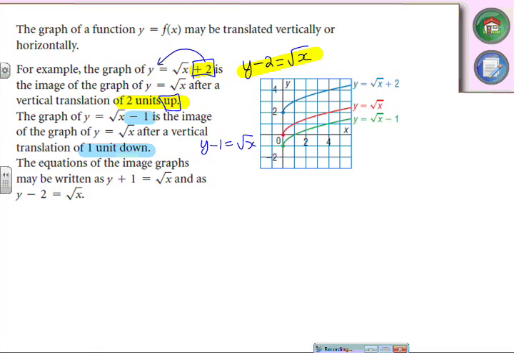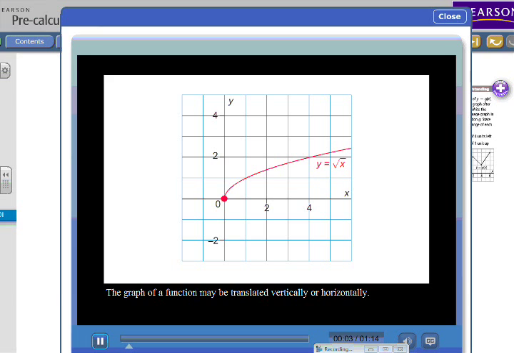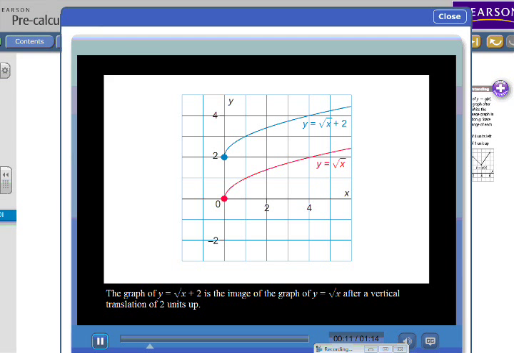The graph of a function may be translated vertically or horizontally. Here is the graph of y equals root x. The graph of y equals root x plus 2 is the image of the graph of y equals root x after a vertical translation of 2 units up. This equation can also be written as y minus 2 equals root x. The graph of y equals root x minus 1 is the image of the graph of y equals root x after a vertical translation of 1 unit down. This equation can also be written as y plus 1 equals root x.